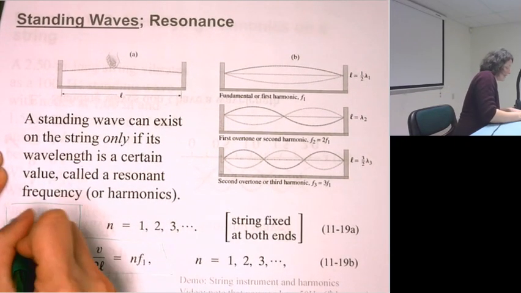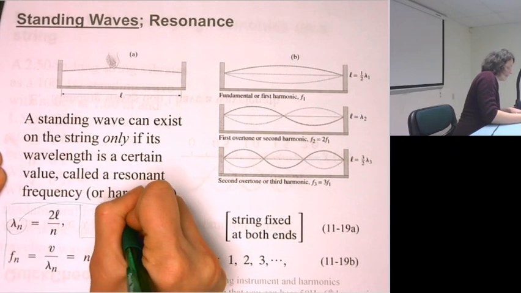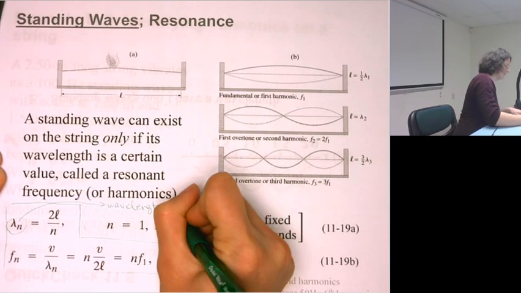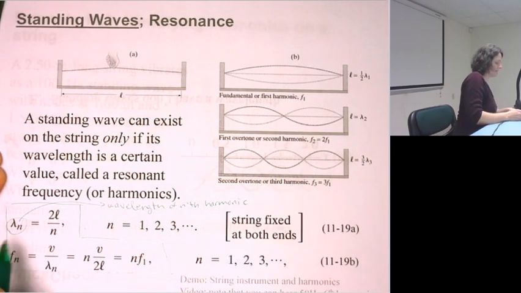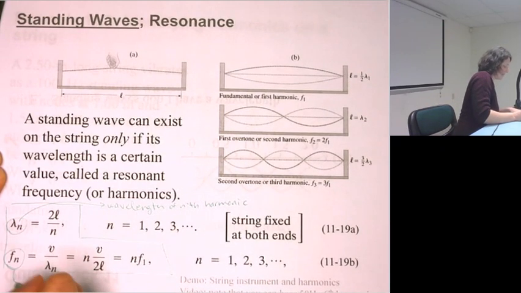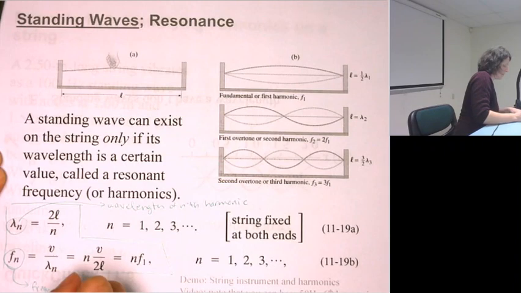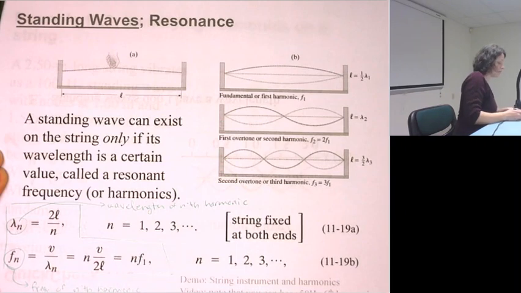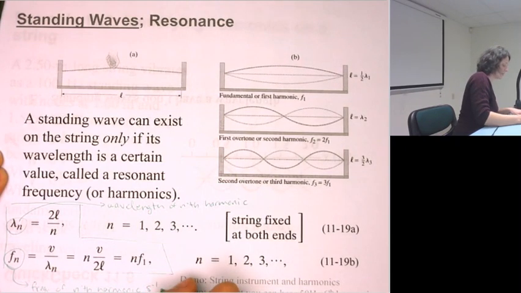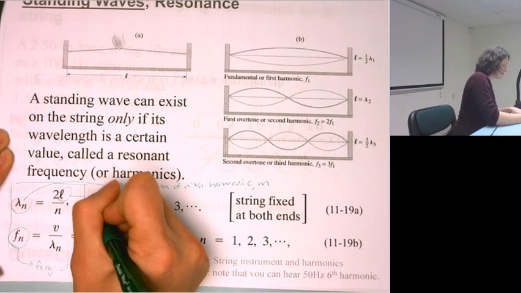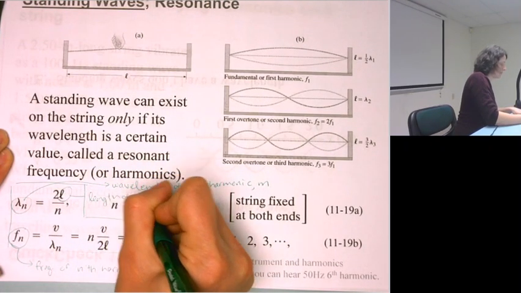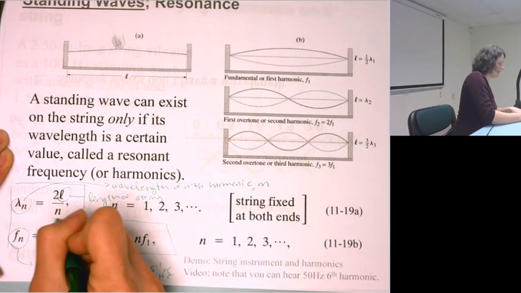So the wavelength of the nth harmonic is lambda n. Similarly, the frequency of the nth harmonic. And of course, frequency we measure in inverse seconds or hertz, and wavelength we measure in meters. L is the length of the string, and n is the harmonic.